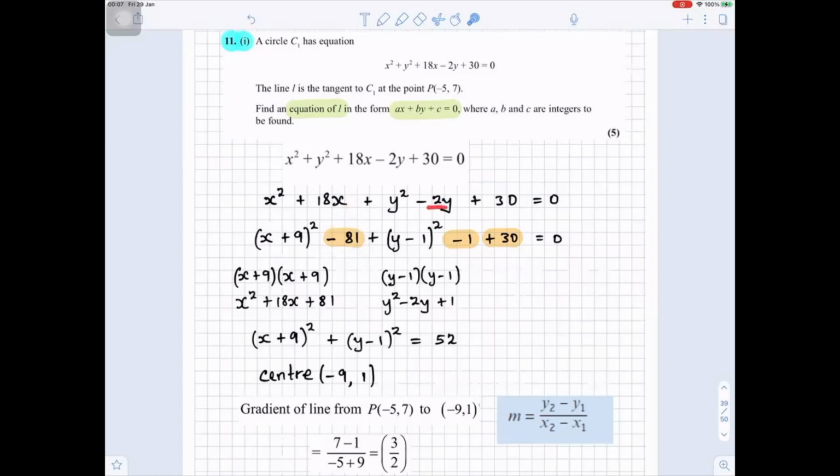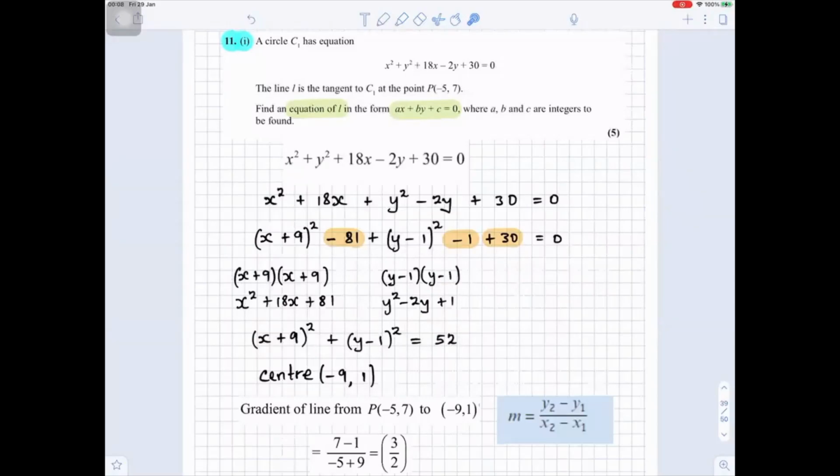Half of -2 is -1. When you multiply y minus 1 times y minus 1, you get y squared minus 2y plus 1. We notice that there's +1 here and there's no +1 in the original, so we have to minus 1. So what we will have is x plus 9 squared minus 81 plus y minus 1 all squared minus 1 plus 30 equal to 0. Minus 81 minus 1 plus 30 gives you -52, so that's the equation of the circle. The center is (-9, 1), and the radius will be square root of 52.